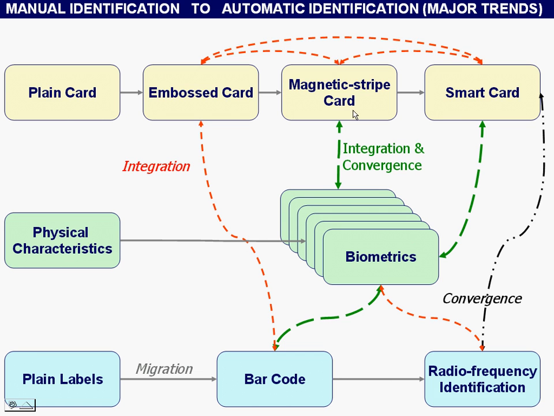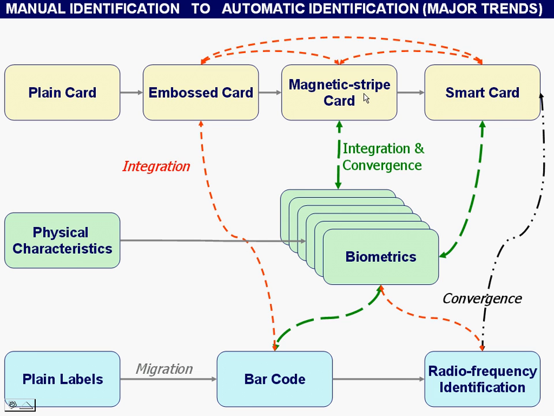What we look at here in these boxes are all the different devices that have been looked at or studied in the case studies, and between these different devices you can see different flows. So if we take, for example, the plain card, before automatic identification, in the manual identification time, plain cards perhaps might have utilized embossed numbers, but we've seen an integration between embossed cards, magnetic stripe cards and smart cards all on the same card.